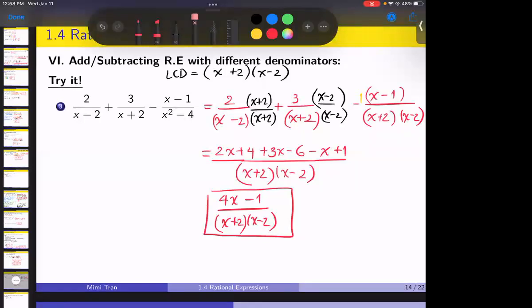On your exam, I want you to leave it in factored form, okay? You don't have to multiply it back.